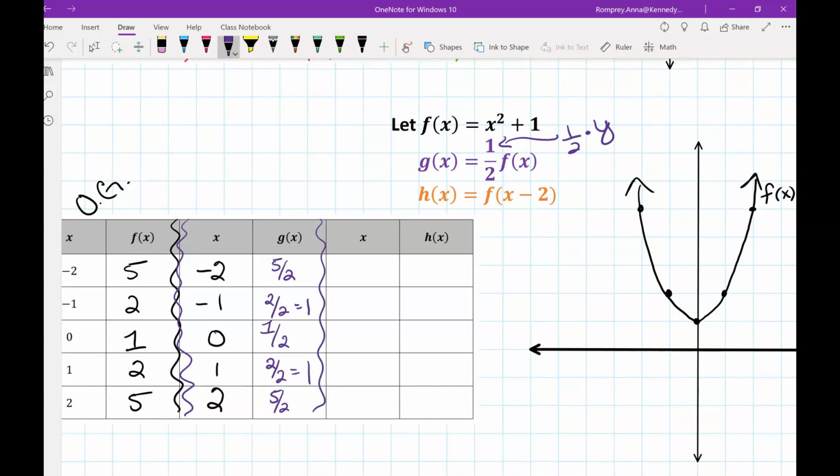So none of my x values changed. So I'm still starting with -2, except I'm only going up 2.5. So 5 halves, so 2.5. And then -1, 1. And 0, 1/2. 1, 1. And 2, 2.5. So look how our graph got nice and wide there.